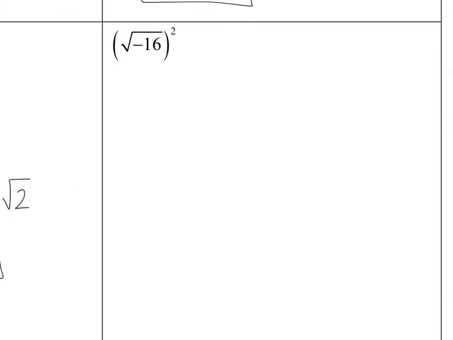Okay, here, -16. The square root, it's just -16. It doesn't make it positive because all the square does is get rid of the square root. Let's take a look at a couple more.